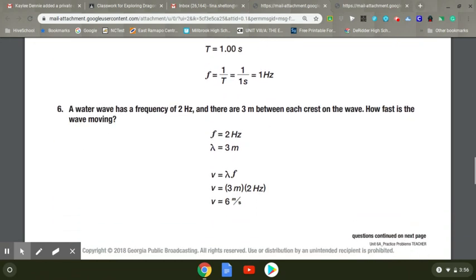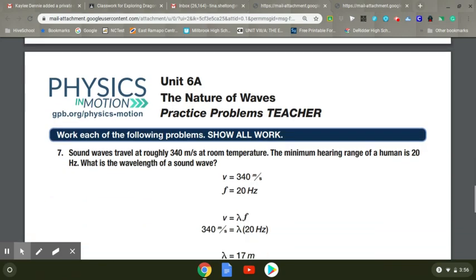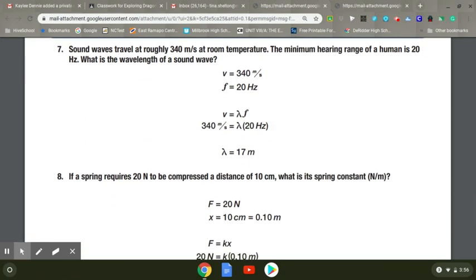For question number 6, you want to know the speed of a wave. It says a water wave has a frequency of 2 hertz, and there are 3 meters between each crest on the wave, so that would be your wavelength. And it says how fast is the wave moving. So we know that frequency is 2 hertz and wavelength is 3 meters. We're going to use our velocity equation, which is velocity equals wavelength times frequency. Speed would equal 3 meters times 2 hertz, which gives us 6 meters per second. And we will use the velocity equation in forces when we get to those.